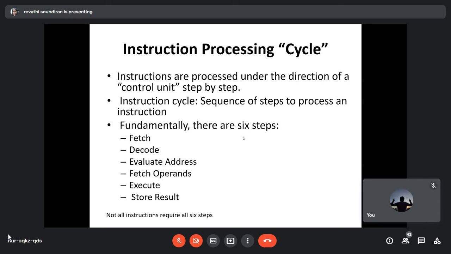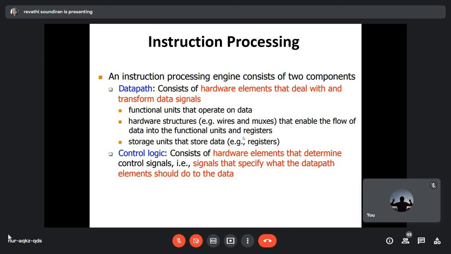Based on the instruction type, whether it is R type, I type or J type, the steps may differ. So we have seen the instruction processing consists of two main components, which are the data path and the control logic. The data path deals with how the hardware elements transfer the data signals. The functional units that operate on the data, and hardware structures like wires and muxes, enable the flow of data into different functional units, and the registers are taken care of. And at last, you have the results to be stored.